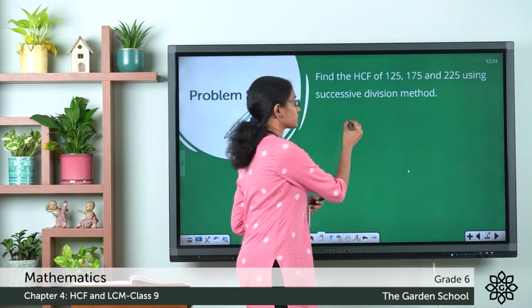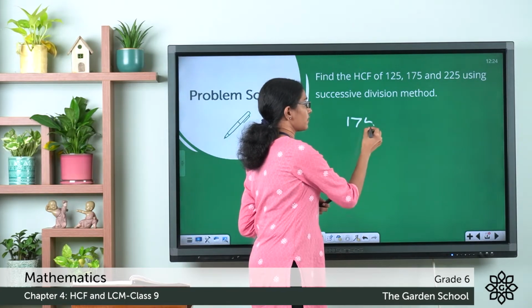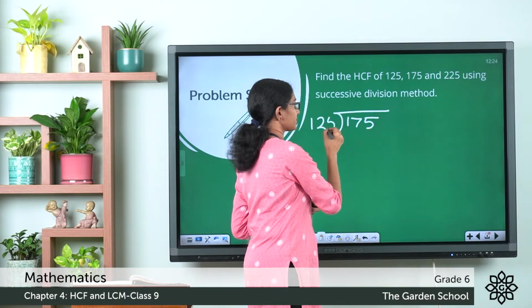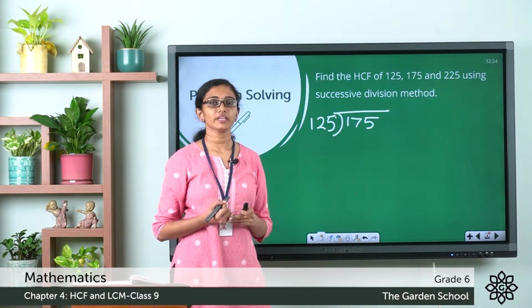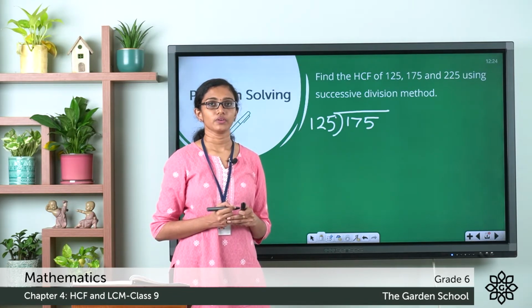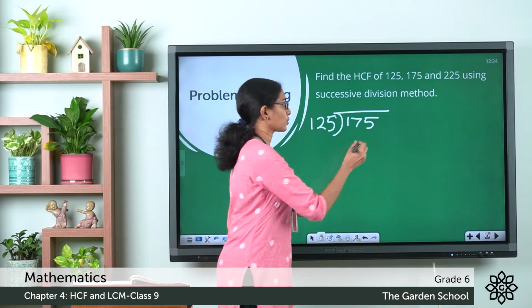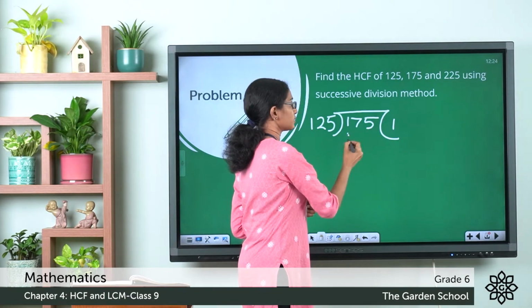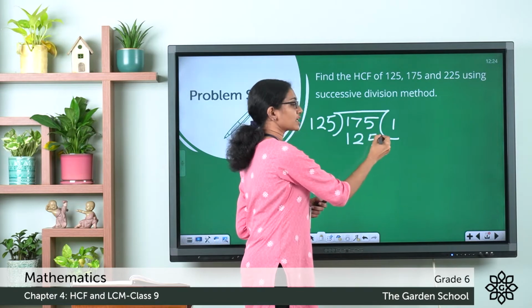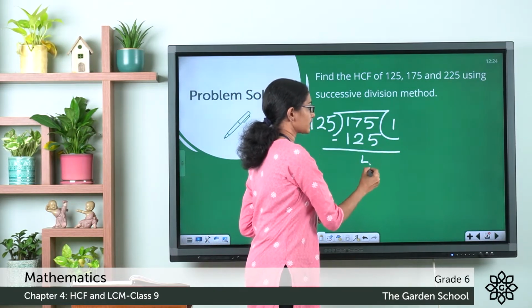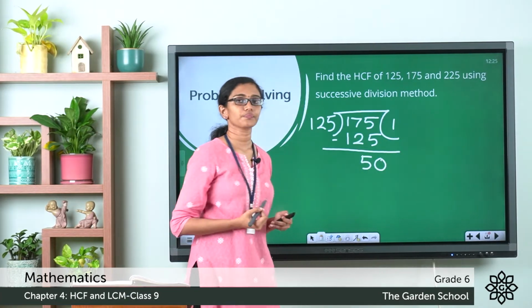So we are going to divide 175 by 125. Now, how many 125s are there in 175? Only one 125. So let's write that 1 as the quotient. I am going to write that 1 here. Now, 1 into 125 equals 125. Subtracting the numbers, what do we get? We get 50 as the difference.